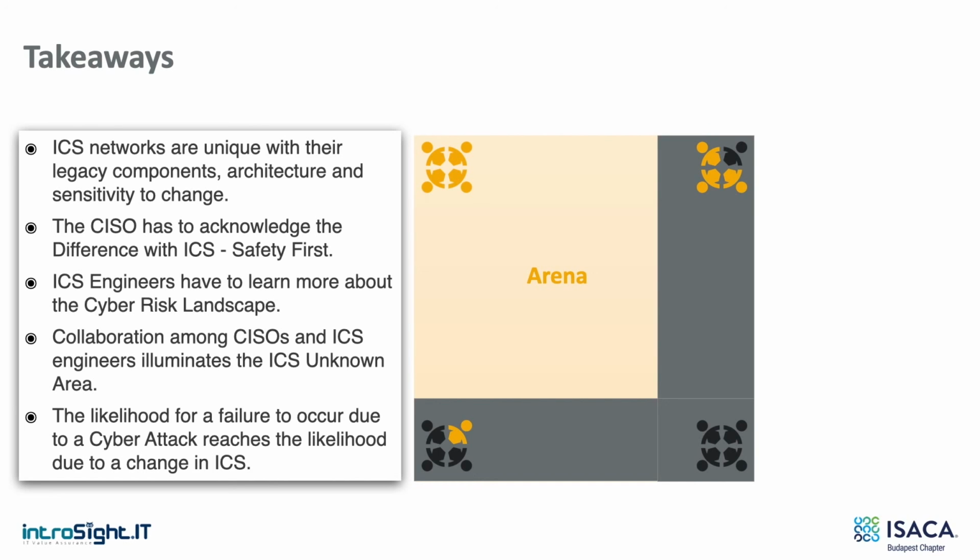And again, the last example that I gave, which somewhat summarizes the whole question around changes to ICS networks: the likelihood for a failure to occur due to a cyber attack reaches the likelihood due to a change in ICS.